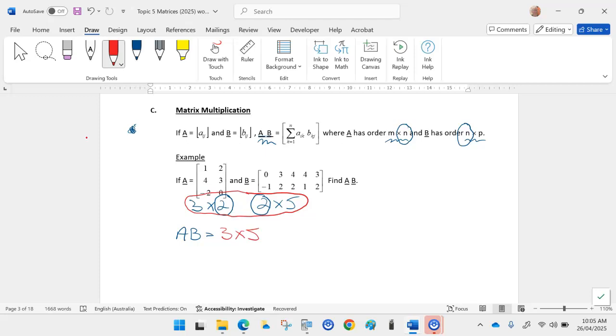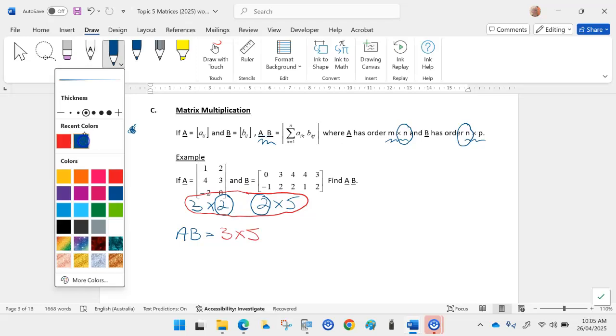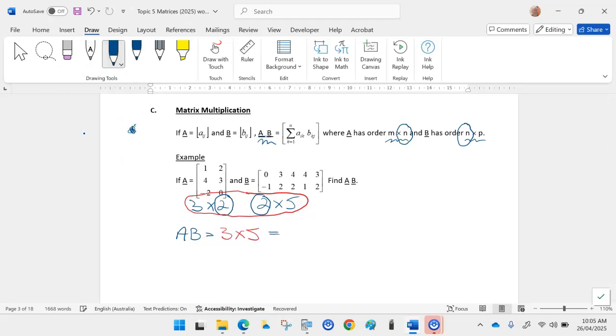So if I was to write out AB in just dot form, what would it look like? Well, according to what we've just said, it has 3 rows and 5 columns. So altogether there would be 15 elements to this matrix. So 1, 2, 3, 4, 5: 5 elements in the first row, 5 elements in the second row, 5 elements in the third row. 3 rows, 5 columns. Now, how do we find the first element in our product?